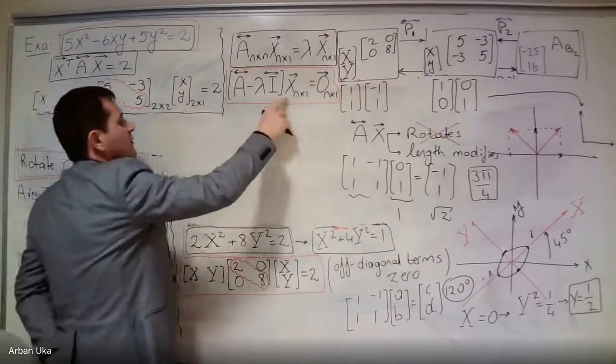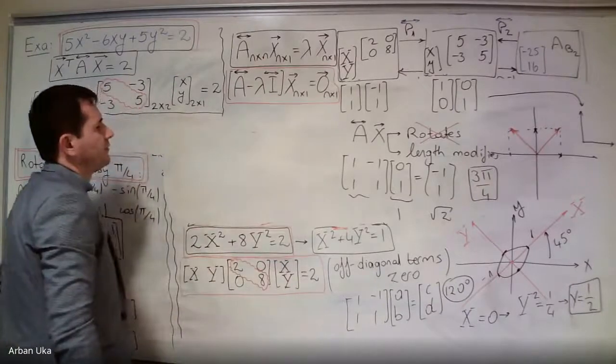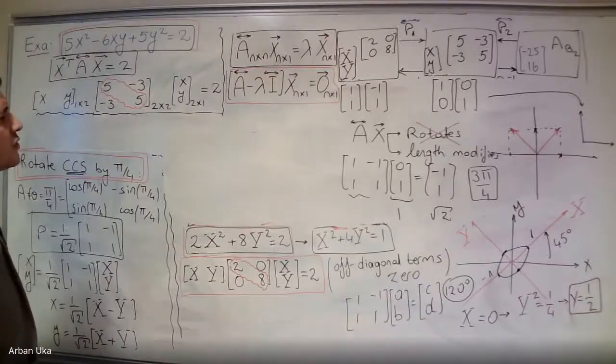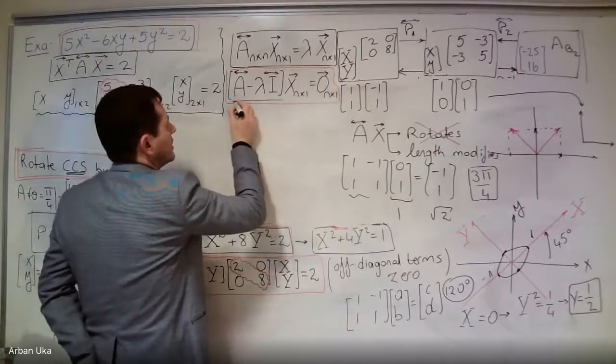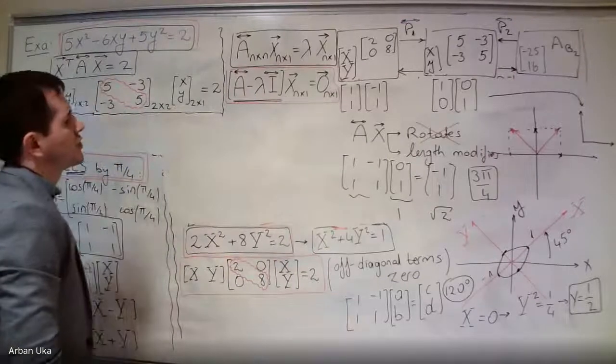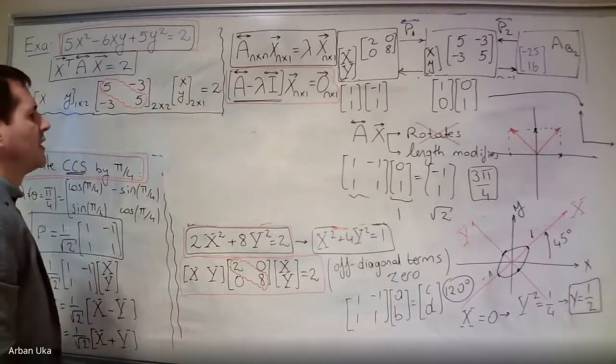Have you ever seen this before? What does this mean for you? Finding the solution of a homogeneous system? Exactly. Which means also finding the null space. Yes, the null space of this matrix. Okay? So here we have a new matrix A minus lambda I, of which we need to find the null space. Okay?